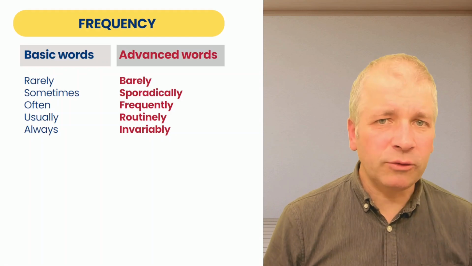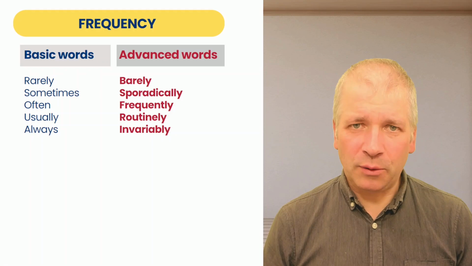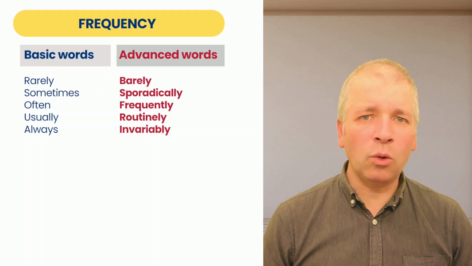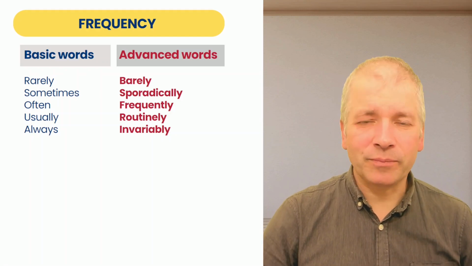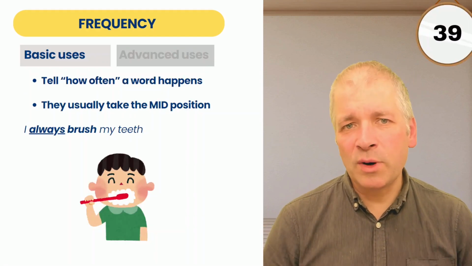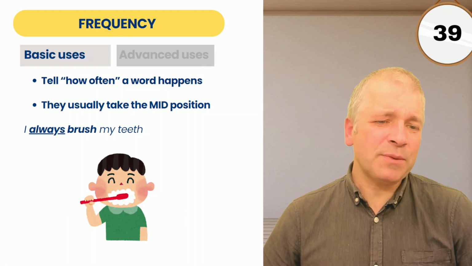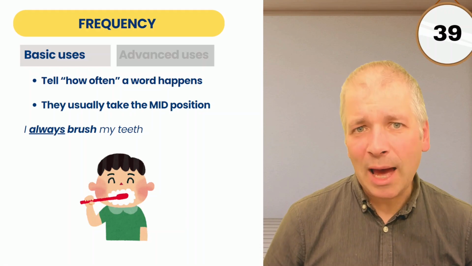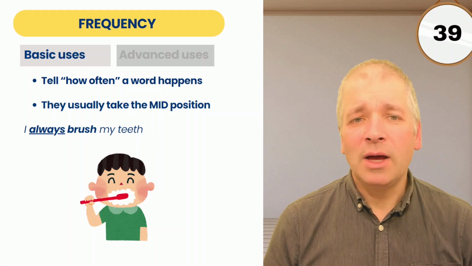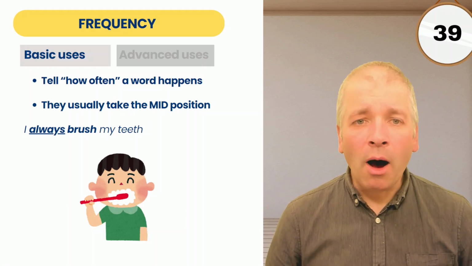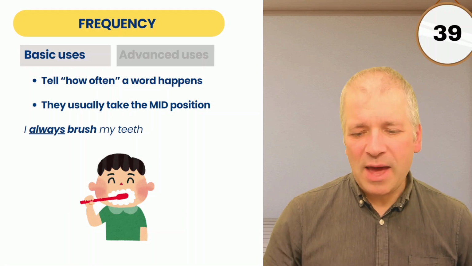I always go to the shops on Saturdays. I invariably go to the shops on Saturdays. It's got a similar meaning to always here. Invariably means every time the same. Now for some of the rules with placement of frequency adverbs. Frequency adverbs tell how often a word happens, and they usually take the mid-position. As in the example we can see here, I always brush my teeth. I the subject, then adverb, then verb.